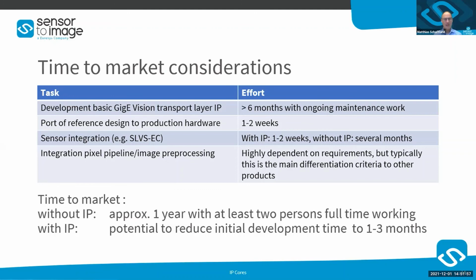So typically time to market without IP, you have to calculate with at least 1 year with 1 or 2 persons working full-time on that, and ongoing work afterwards. With IP, it's more in the range of 1 to 3 months. Of course, it's always dependent on your schedule and manpower and knowledge and so on, but you have the potential to drastically reduce the implementation time.